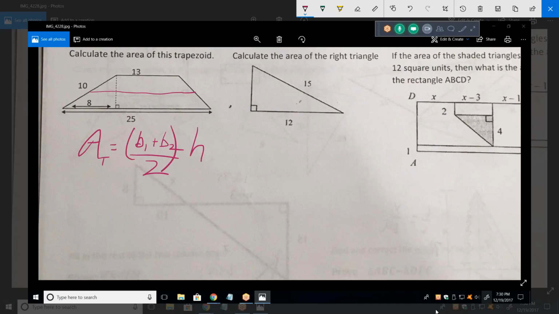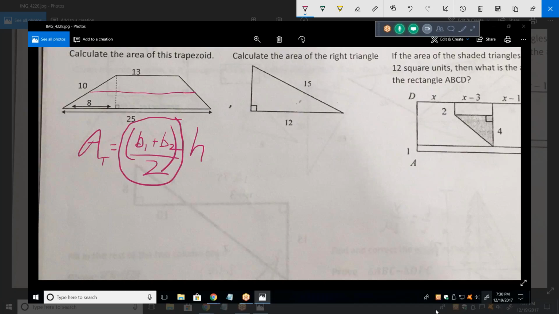A rectangle is base times height. But a trapezoid has 2 different bases. What you're really looking for is the average base, which is 1/2 of B1 plus B2. That's the average base. So that's the way I remember it.